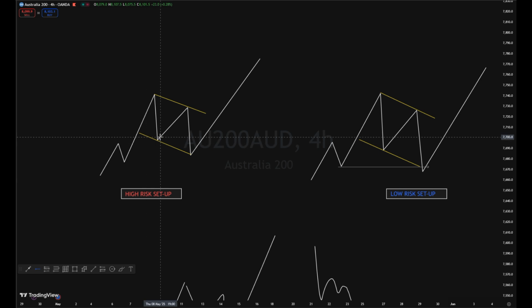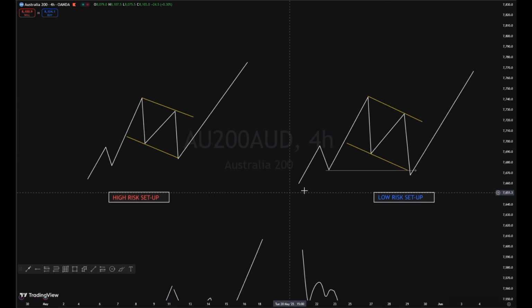But if you are in a drawdown, I don't care if it's a prop firm account or your personal account, do not take this kind of entry, guys. I repeat, do not take this kind of setup if you are in a drawdown. Okay, so now let's go to the lower risk setup.